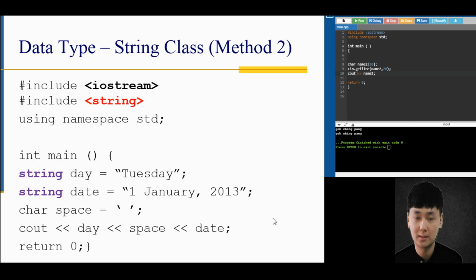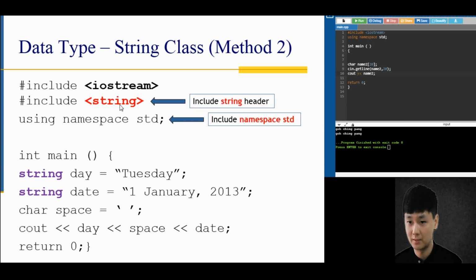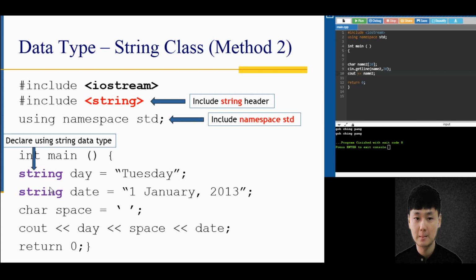Moving to the next method, the string class. It is the same thing, just a different method where you can store a string. To use the string class, first you have to include the string header file, the string library, and then use namespace std. Second, declare your variable using the string data type. The value for this string must be within double quotes. If you leave out the double quotes, it will give you a syntax error.